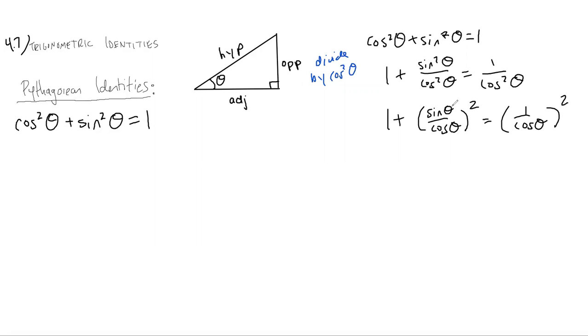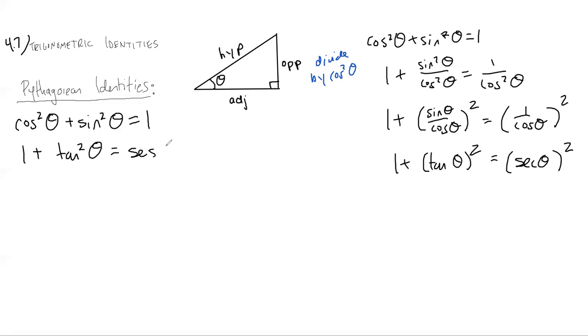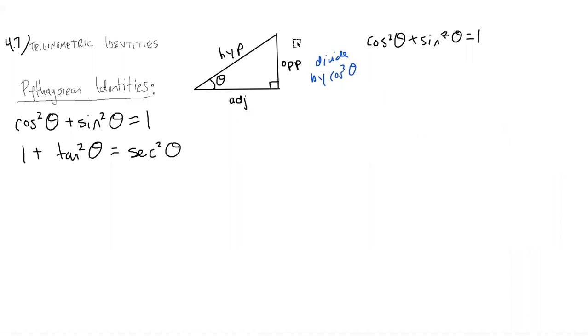And then if you look back to the previous identities, sine over cos is just tan. And 1 over cos is just secant. So this is a different version of this Pythagorean identity. So it's going to get added to our list here. 1 plus tan squared theta equals secant squared theta. And there is one more. So if we decided to divide by sine squared instead of cos squared, we'll get something similar.